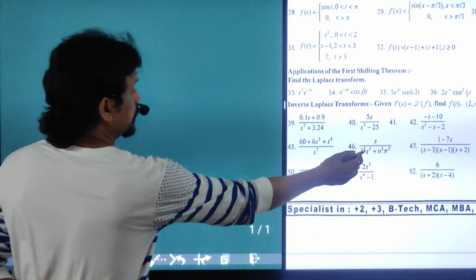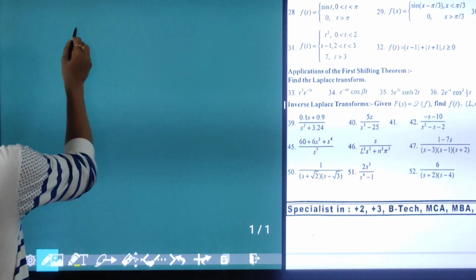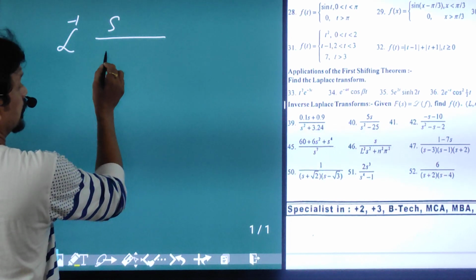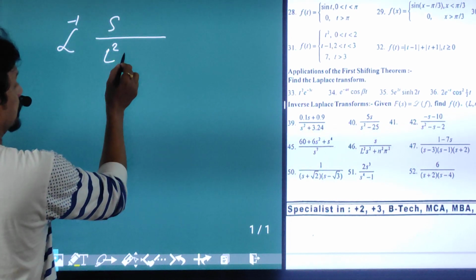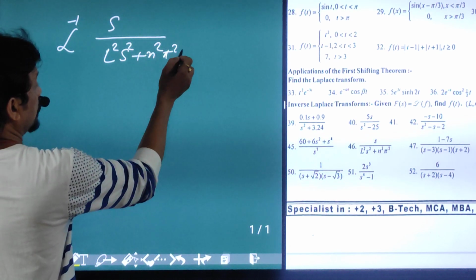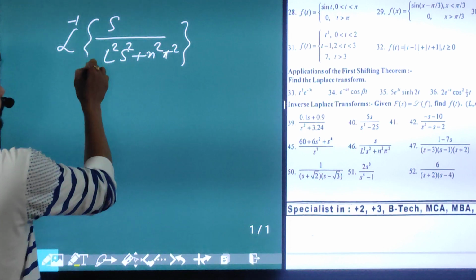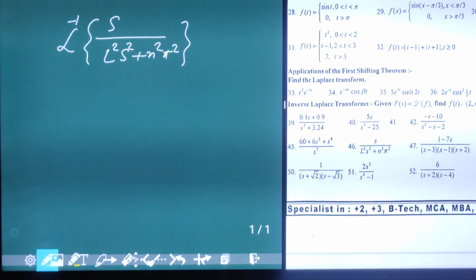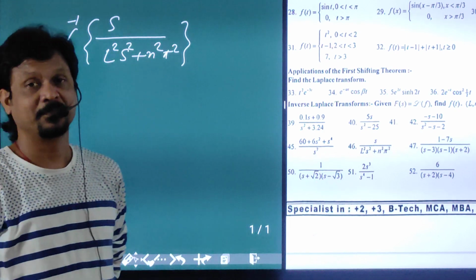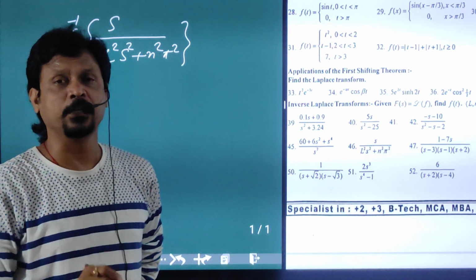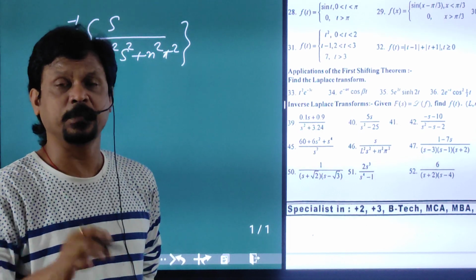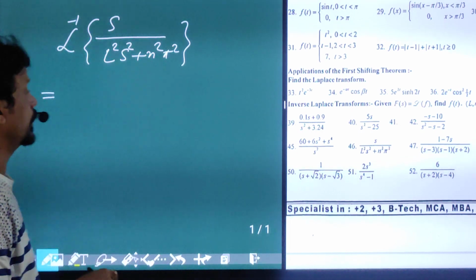See here, this one is a very interesting question. Laplace inverse of s by L square s square plus n square pi square. These questions are collected from different books. Clear? From different engineering books, from BSc books and from MSc books also. From different books I have collected.